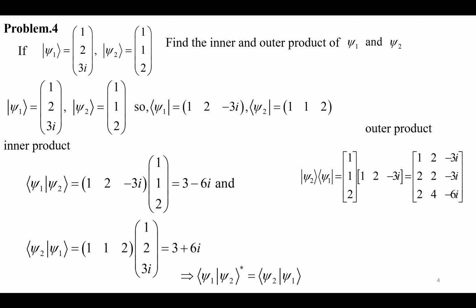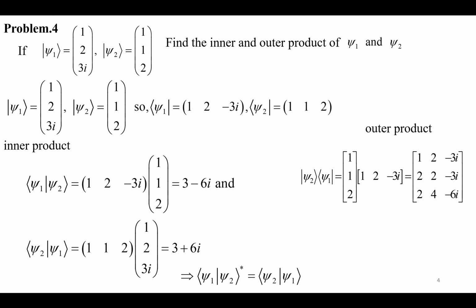Now we find the inner product of psi 1 and psi 2, that is bra psi 1 with ket psi 2. Substitute bra psi 1, which is 1, 2, minus 3i, and ket psi 2 will be 1, 1, 2. Using matrix multiplication, that gives you 3 minus 6i. Now we'll go for bra psi 2 with ket psi 1, the inner product of psi 2 and psi 1. That is 1, 1, 2 with 1, 2, 3i. The matrix operation gives you 3 plus 6i.